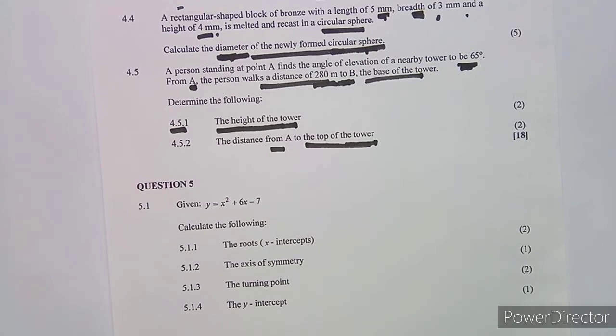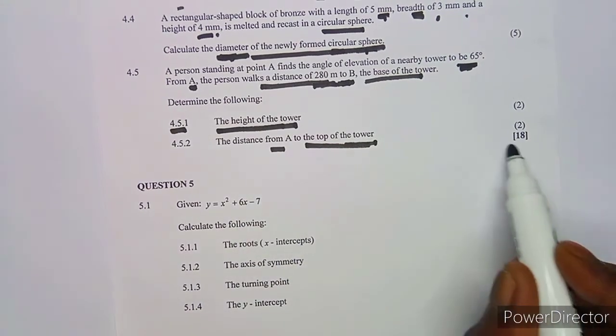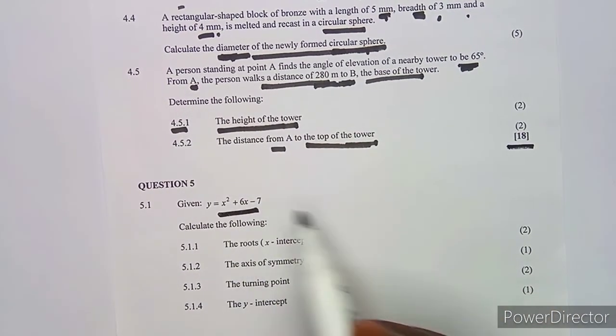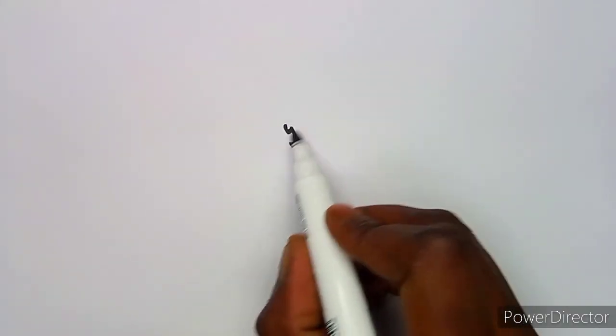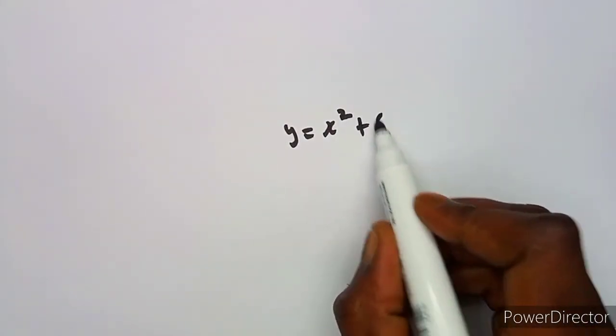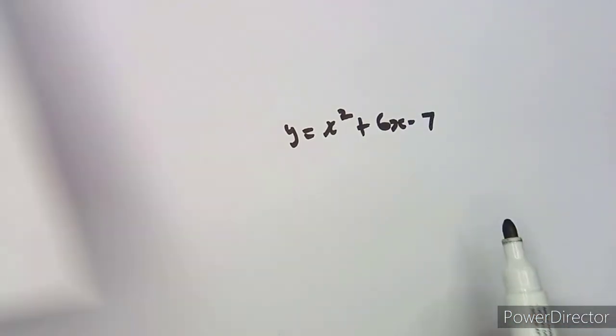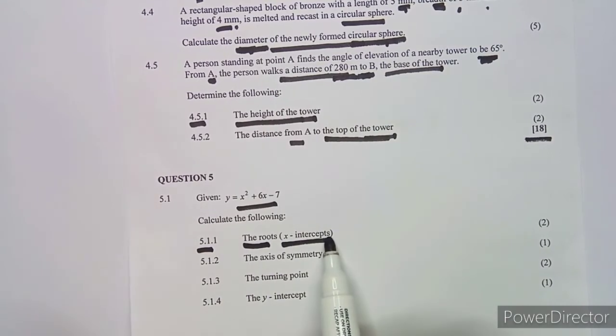Okay, so on question 5 we are given a graph of y is equal to... okay, this was actually 8 marks, guys. Take note, sorry for that. And the question 5, you've got y is equal to x squared plus 6x minus 7. So first question on 5.11 is to find the roots, which is the x-intercepts.